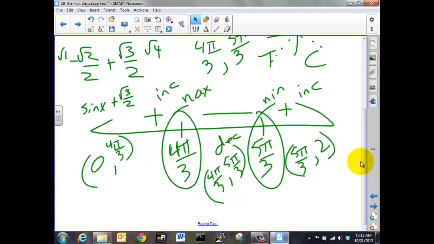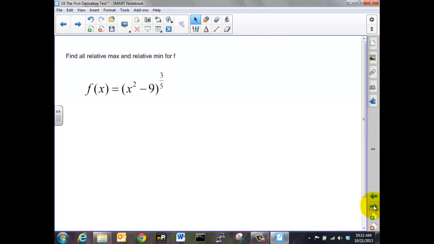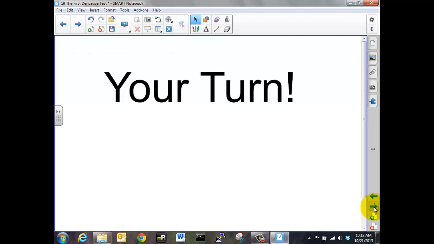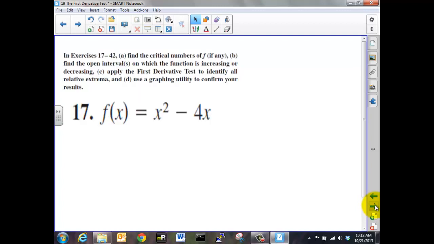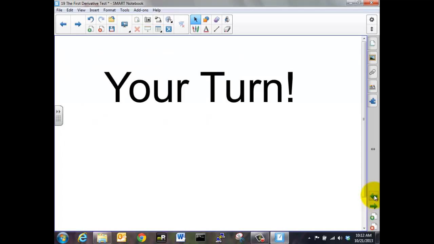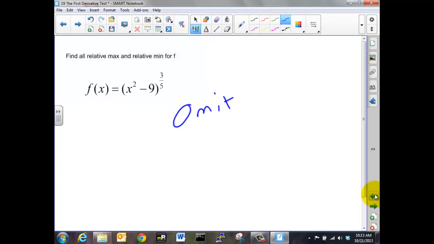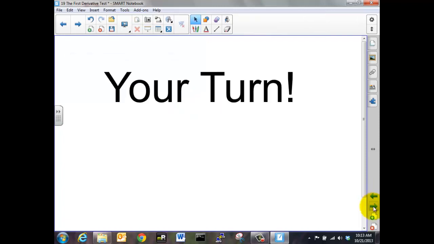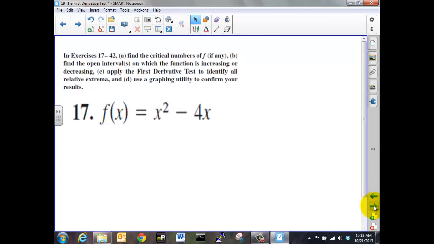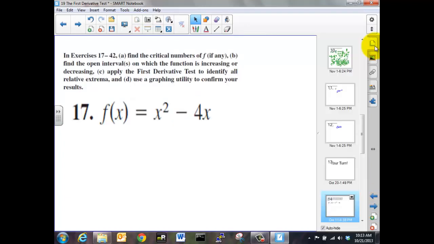Probably, yes, we're going to do some more like that. All right, now, what are you turning in? You're turning in everything after your turn on this. So the stuff that's due tomorrow is everything after your turn. You don't have to do this one, which comes before your turn. You just start on this slide right here. This is problem 17. There's probably 9 or 10 problems if I'm guessing.